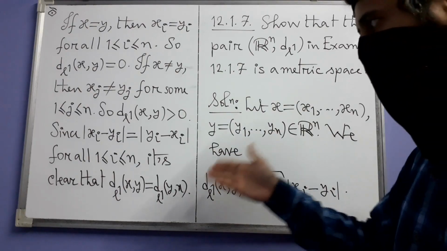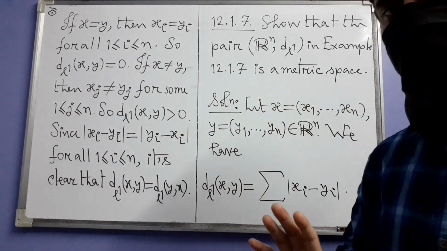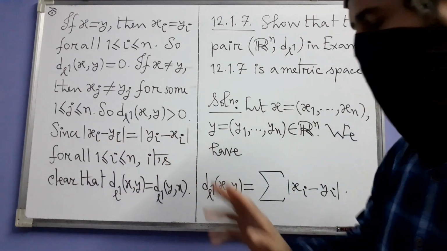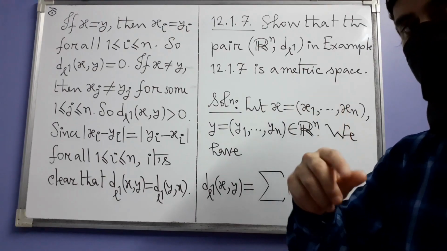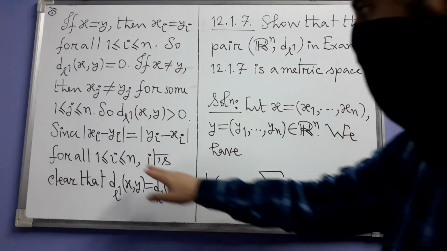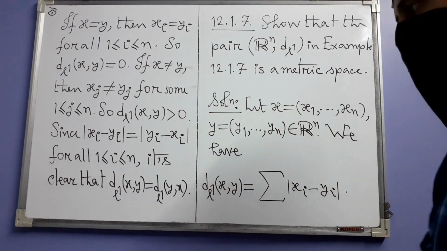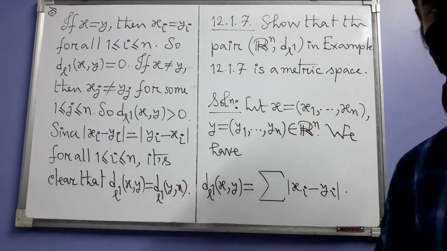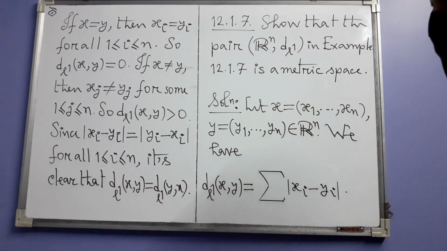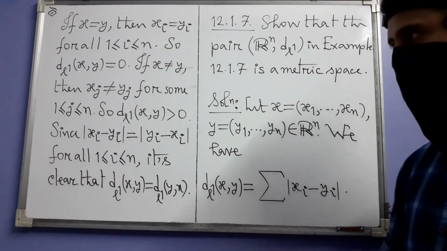And again, for the third axiom, symmetry, this time also, just like squares, the absolute value remains unchanged if you change the sign of the number whose absolute value you were considering. So mod xi minus yi is equal to mod yi minus xi for all i. And that is why the dl1 values of x comma y and y comma x are equal. So that means we just have to now prove the triangle inequality. So let us next go for that.